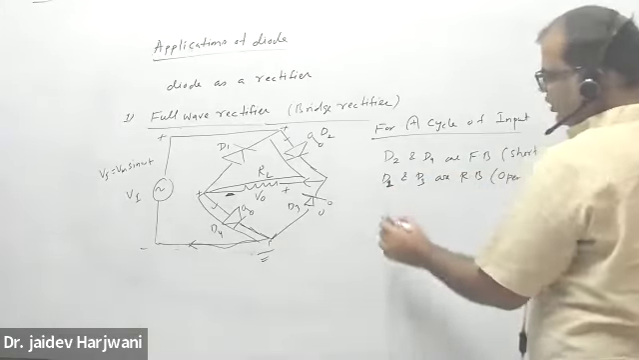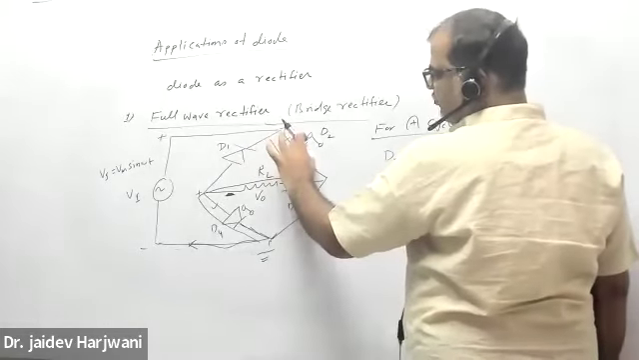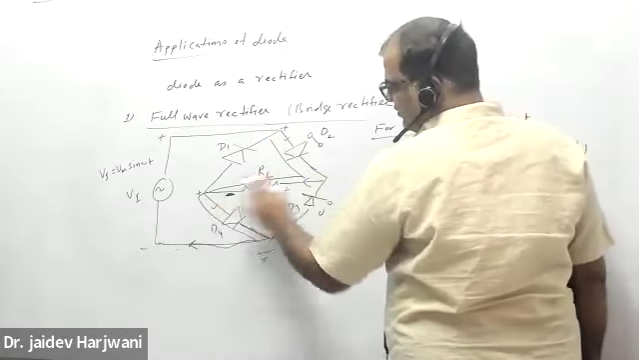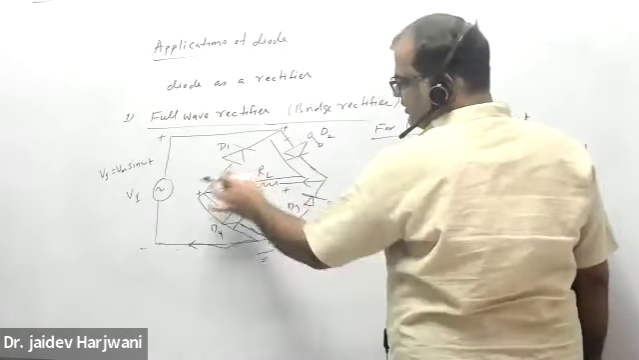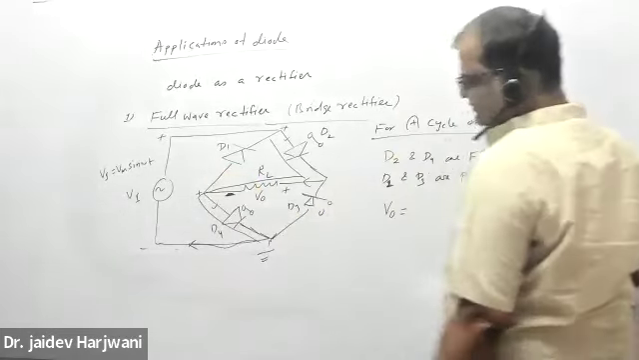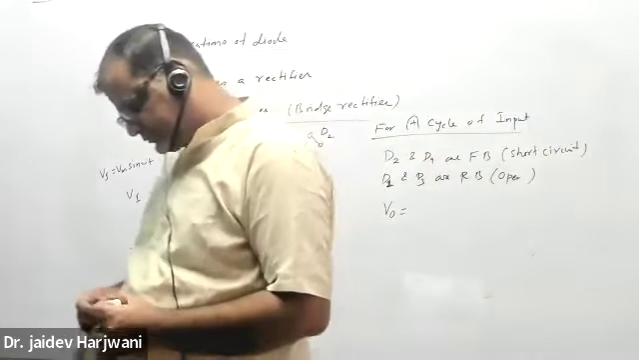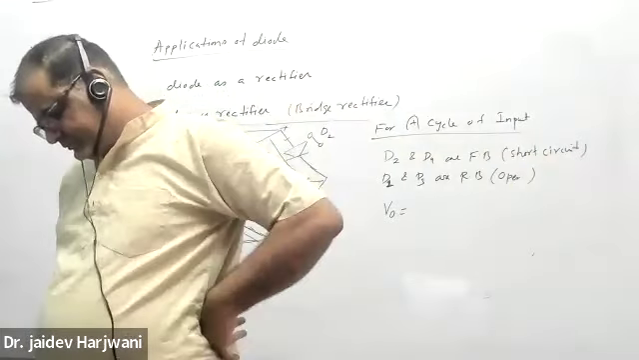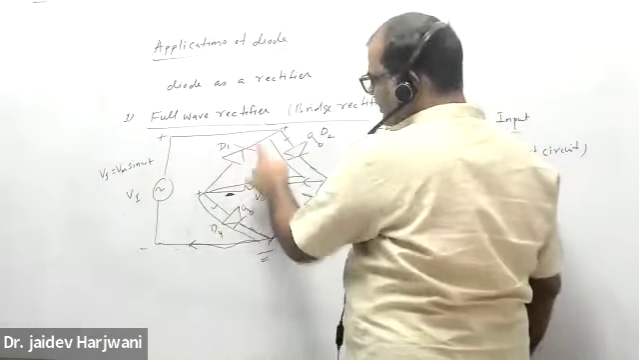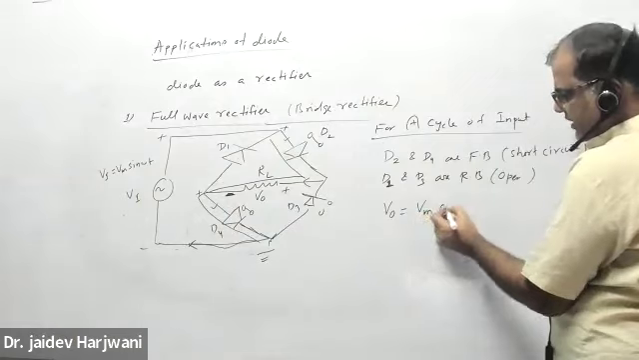And what will the V output be? Because there is no voltage drop here, this voltage is coming here, and again here no voltage drop. These are open, no voltage drop here, no current is going here. So what will become? All the voltage gets dropped across the RL. So my output will be Vm sine omega t.